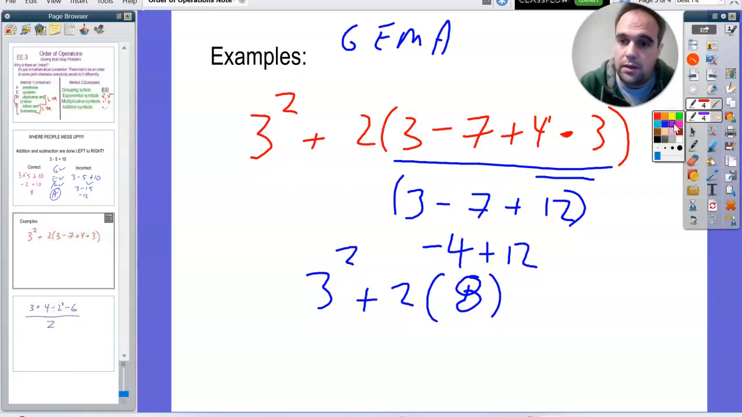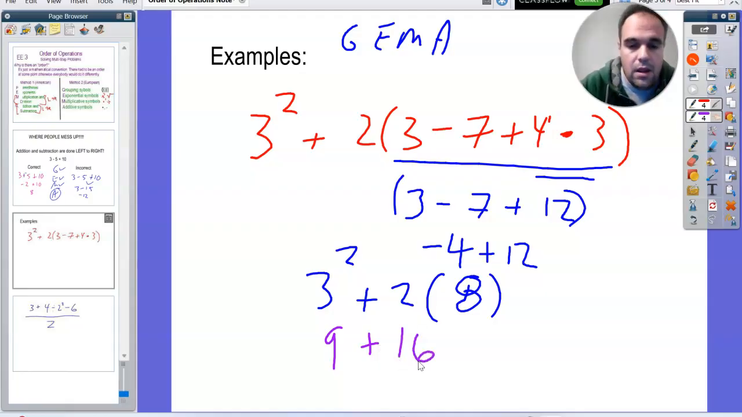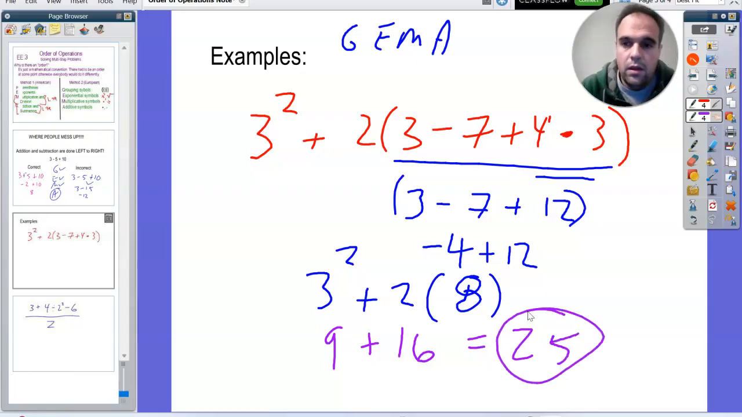I'll change colors for my next step. So now I do the exponents. 3 to the second power is 9. That's 3 times 3. Just a reminder on exponents, 3 to the second power is 9, not 6. Plus, might as well do this multiplication while I'm here. 2 times 8 is 16. 9 plus 16 should give me a solid 25. Not too crazy. You got it.